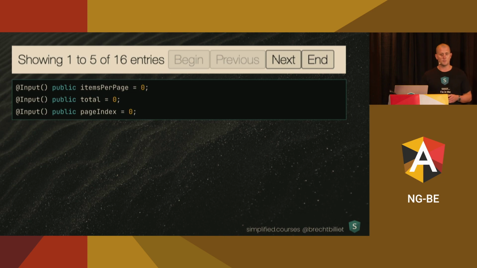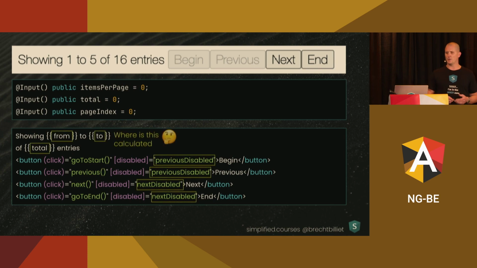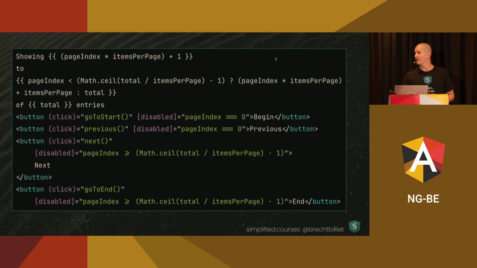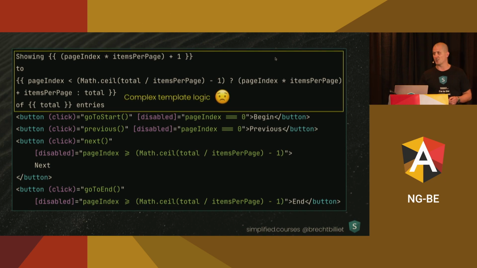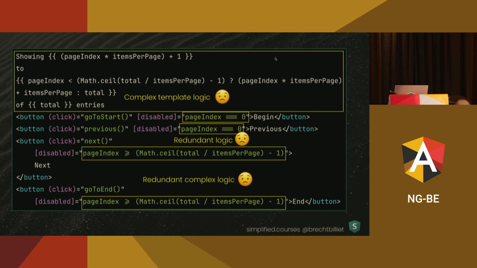So we're going to start with creating this beautiful pager component. As we can see, this pager component has 3 inputs: the items per page, the total, and the page index. So calculating all these different pieces of state, where do we do that, right? We could do it in a template. And that's not really code I'm in love with, because there's a lot of complex template logic. You can even see that I'm using Math.ceil, and I have to actually expose the Math class from my component instance to my template. We also have redundant logic and even redundant complex logic.